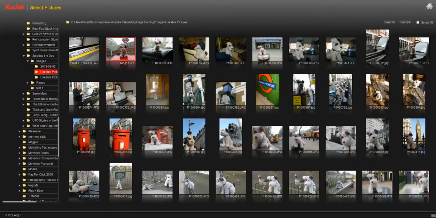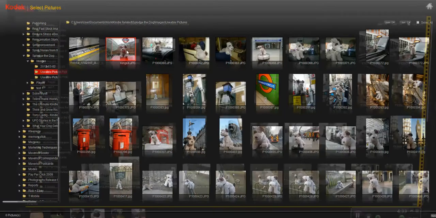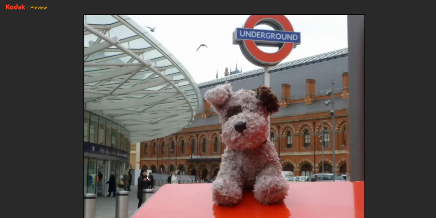Yep, here we go. So I live not far from London, so I often go into London, and I just, in my briefcase, took the dog and a camera, and wherever I went I took a picture of the dog. And I thought, okay, picture first, story second.